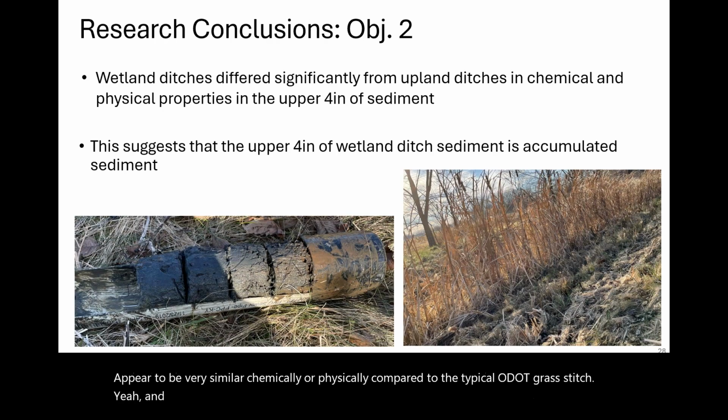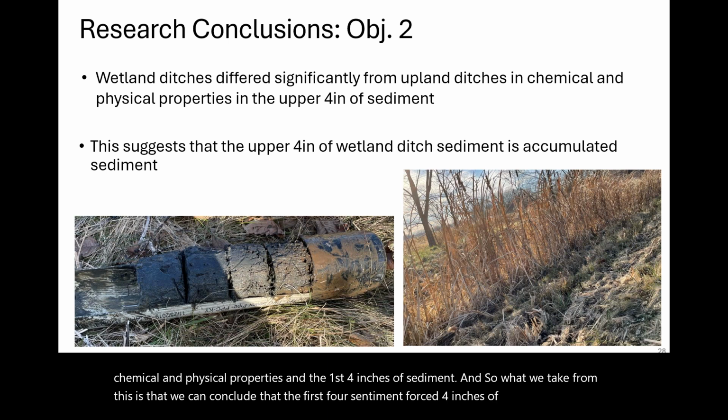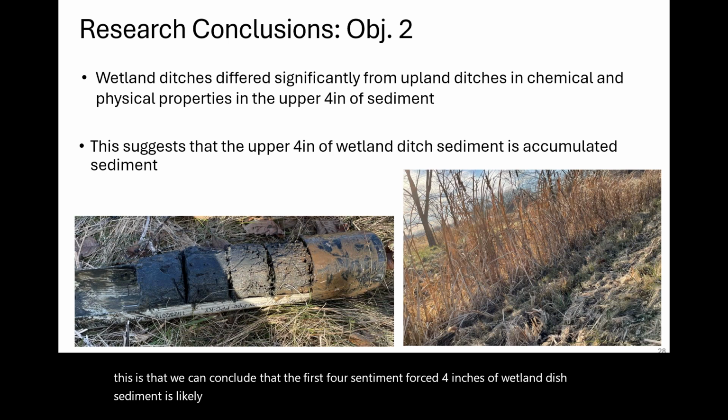So pretty much, again, wetland ditches differ significantly from upland ditches in chemical and physical properties in the first 4 inches of sediment. What we take from this is we can conclude that the first 4 inches of wetland ditch sediment is likely accumulated on the original subsurface.